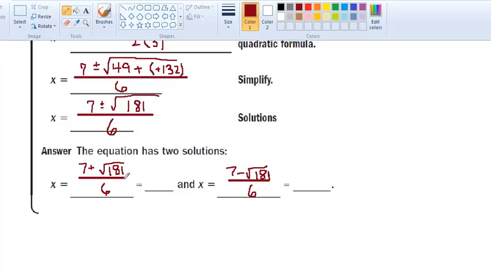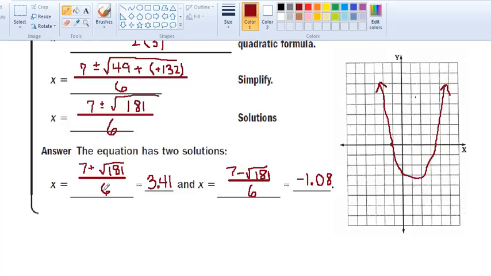Okay, these are both perfectly acceptable answers, but take out your calculator, pause the video, and see if you can find out what these are approximately and round them to the nearest hundredth. And here's what I got, about 3.41 and about negative 1.08. So if we were graphing this one, it would have crossed about right here, and about 3.41 is about right here.